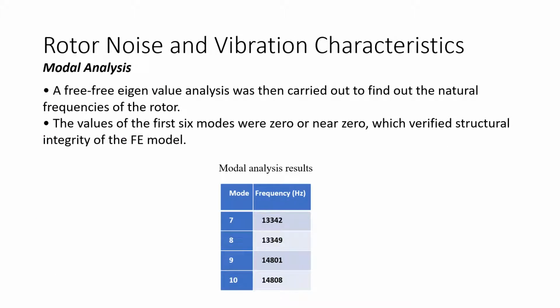Now let me talk about the rotor dynamic analysis of the rotor. So first we performed the modal analysis to find out the natural frequencies of the rotor. The first 6 modes of vibration were 0 or near 0, which actually verified the structural integrity of the finite element model. Now, as you can see in the table, the natural frequencies of the rotor are about 13,000 hertz. While this may seem to be a very large number, it is to be kept in mind that this motor is actually very small.